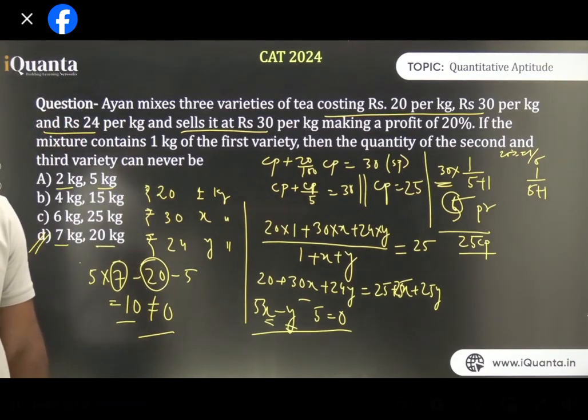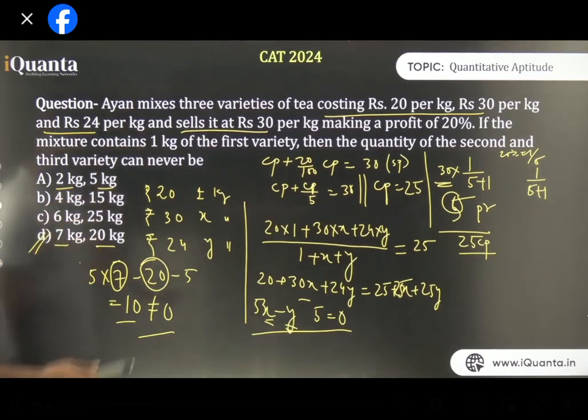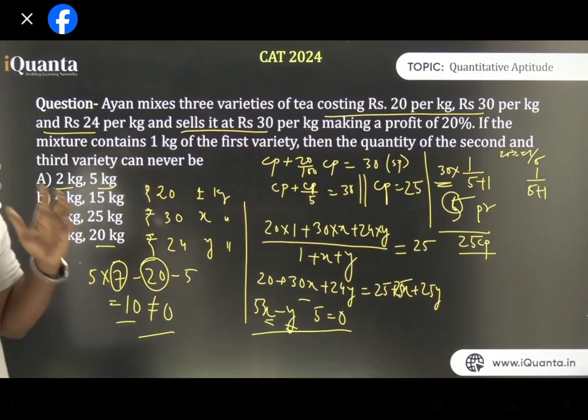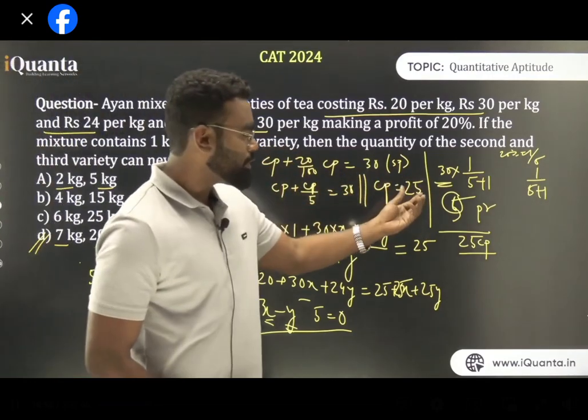Am I clear? The shortcut is the same thing. You can check by doing it directly also. You can solve it that way also, but that is not the case. I will explain all the steps again. So what I have done: I found the cost price. I hope it is fine with you. The cost price is 25.